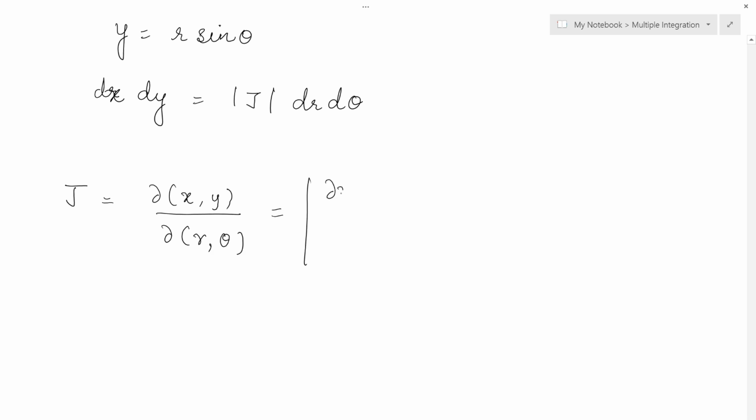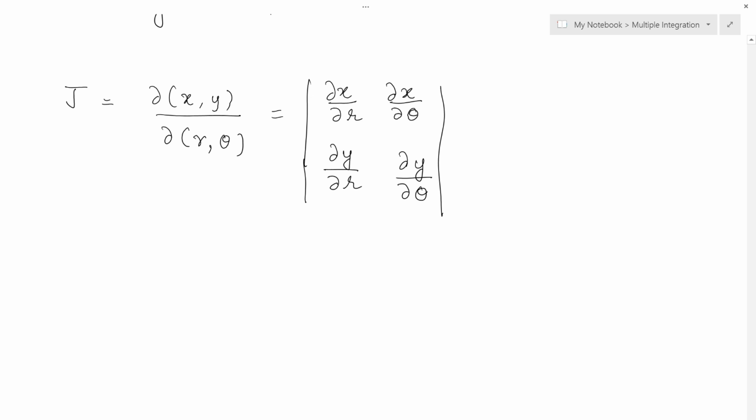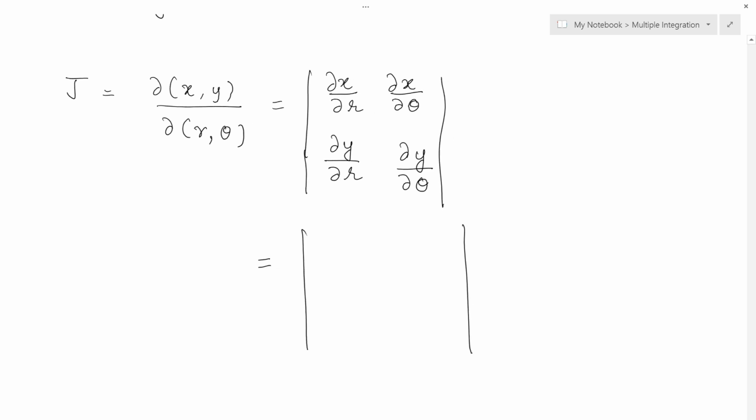So this is del x upon del r, del x upon del theta, del y upon del r, del y upon del theta. Okay, so let us find the partial derivatives. Now you know that x is r cos theta and y is r sin theta. Let us find the derivatives.